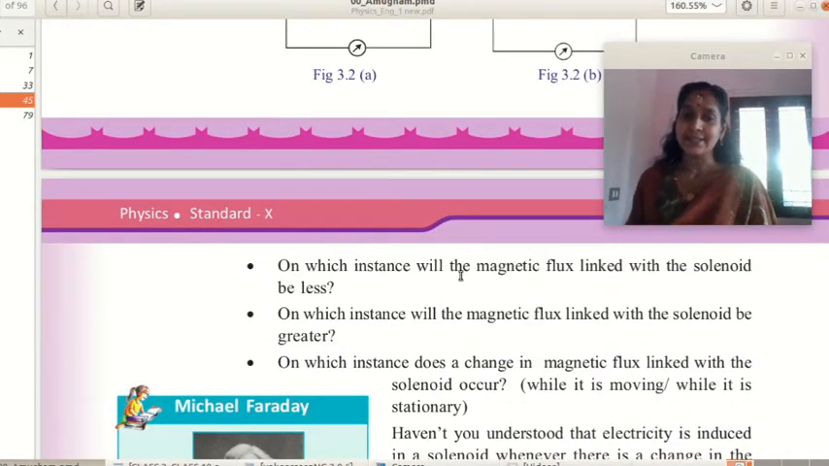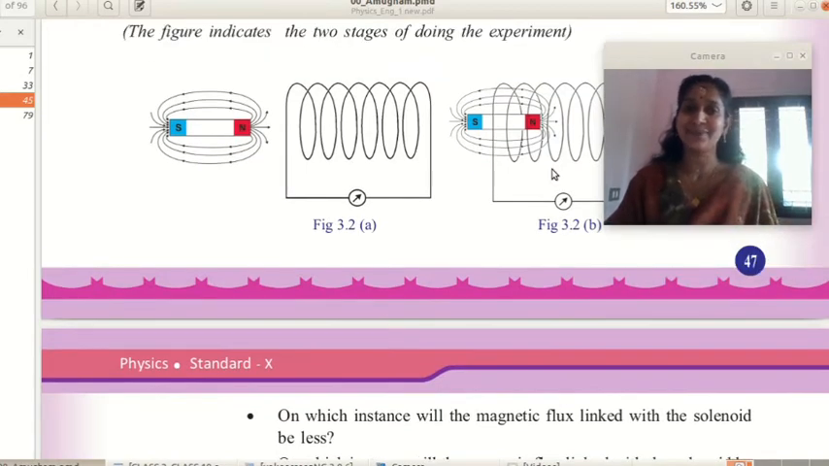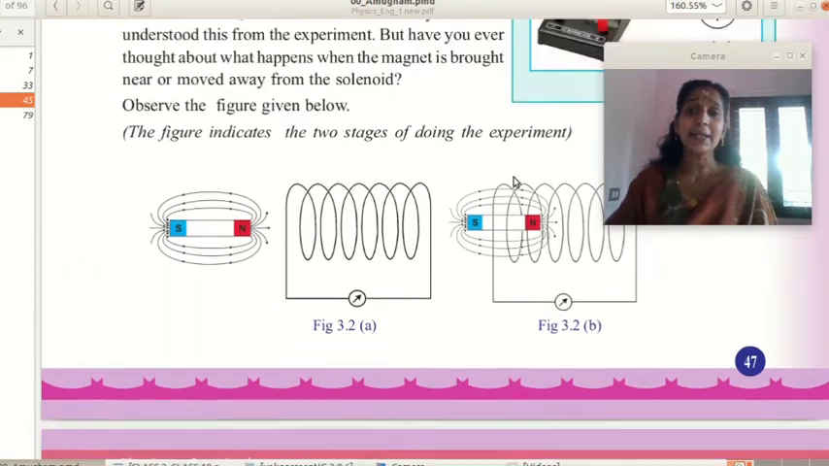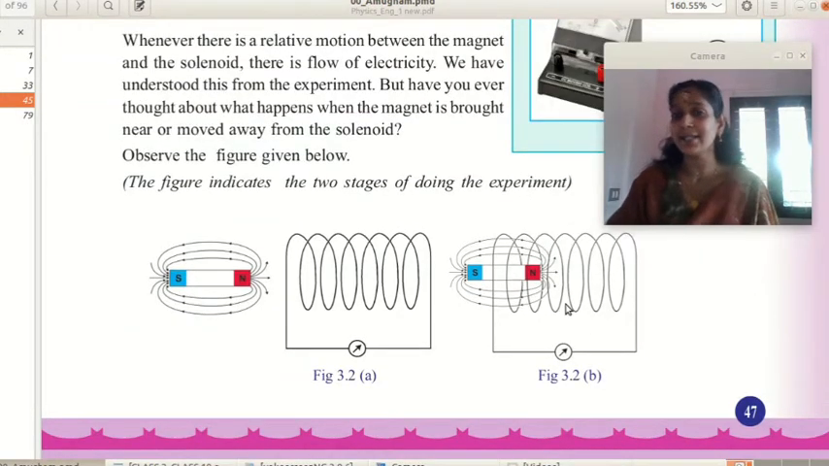On which instance will the magnetic flux linked with the solenoid be less? In the first case or second case? Yes, in the first case, in figure 3.2a. In 3.2a, the induced EMF or induced current will be less because the magnet is away from the solenoid, isn't it?